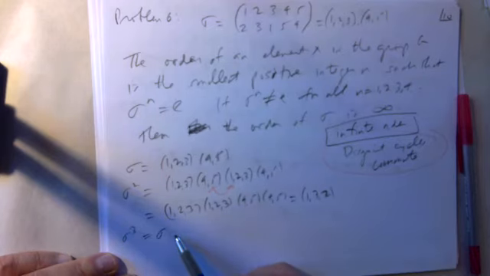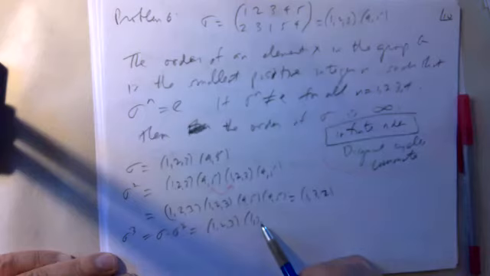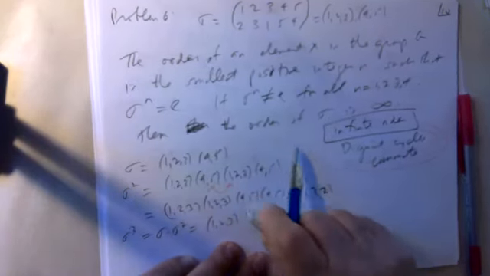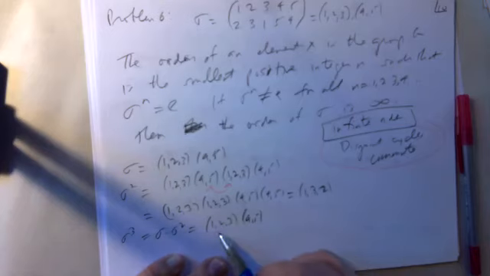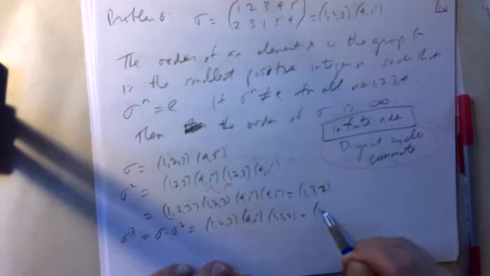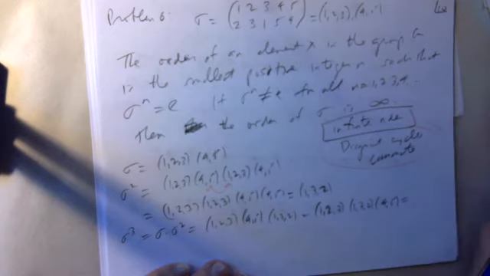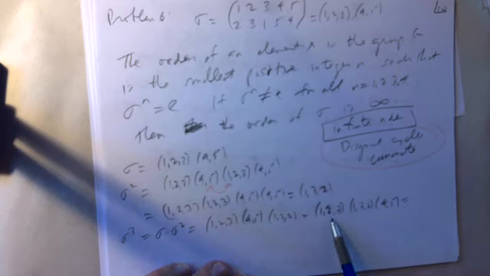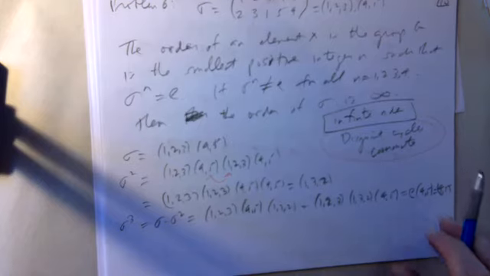Sigma cubed is sigma times sigma squared. That's (1 2 3)(4 5) times (1 3 2). These two commute because they have no number in common. (1 2 3)(1 3 2)(4 5). What does this do? 1 goes to 3 goes to 1. 2 goes to 1 goes to 2. 3 goes to 2 goes to 3. This times this is the identity. So sigma cubed is just the transposition (4 5).